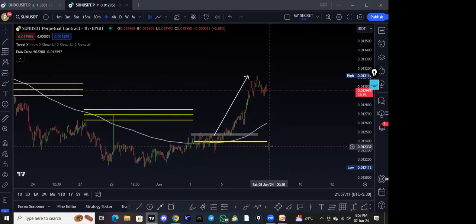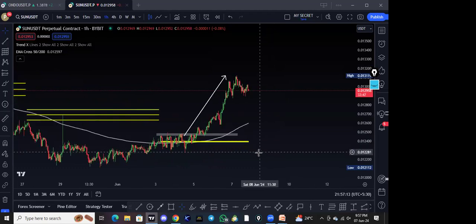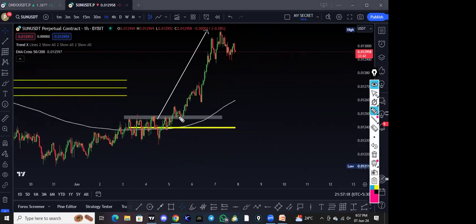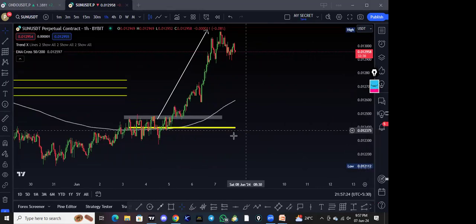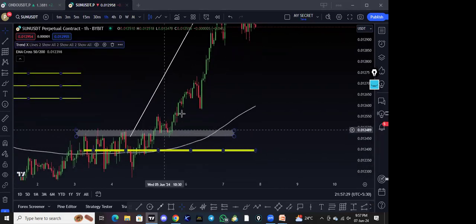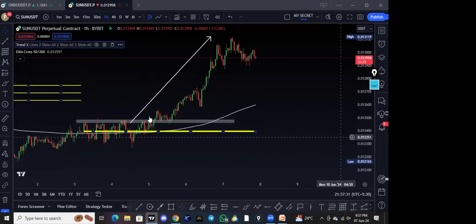So I knew this market would go somewhere, but I was waiting for a breakout. Finally we got a breakout here. It took a retest here, and we got confirmation here. Morning star even in 1 hour. So we got a morning star here. Market started going. You can see that.